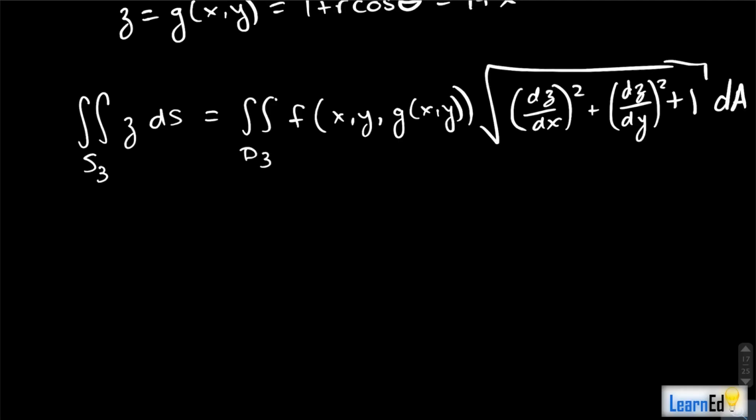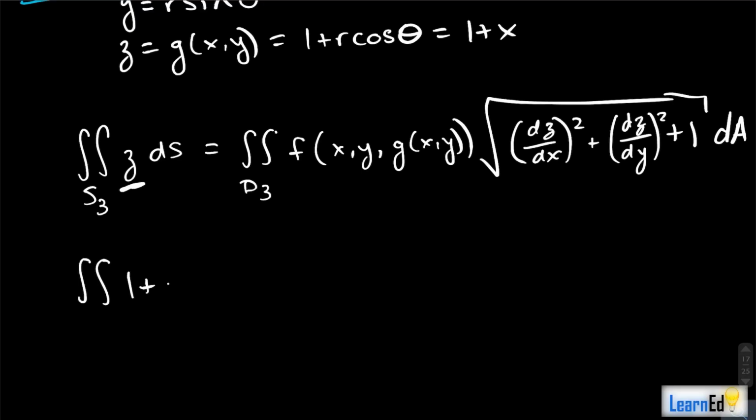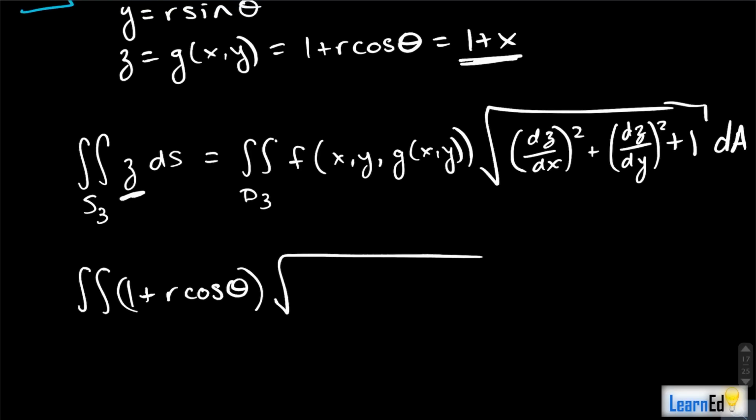So now let's start subbing in here. We'll work on our D3 in a second, but I want to get the integrand out of the way. That function of xy and g of xy, that's just z, right? Z is 1 plus r cosine theta. And then we have multiplied by that square root of dz dx plus dz dy. Now, I just wrote up at the top here that z is equal to 1 plus x, right? That's where we got the 1 plus r cosine theta from. So taking derivatives of that with respect to x and y is how we're going to get the square root, in which case dz dx would be 1, dz dy will be 0, and then we'll have a plus 1 there. And then we'll have dA.